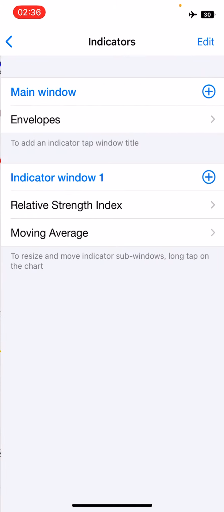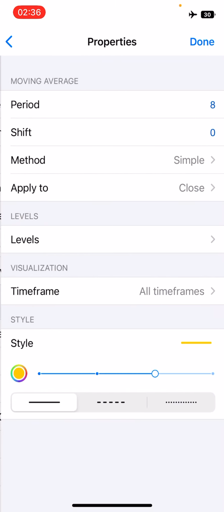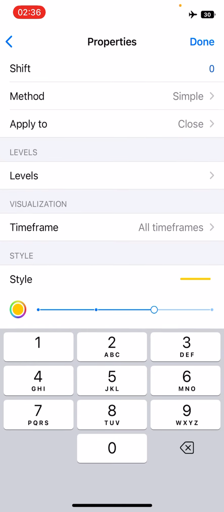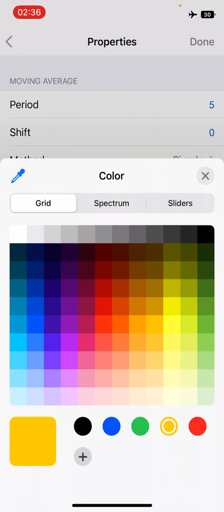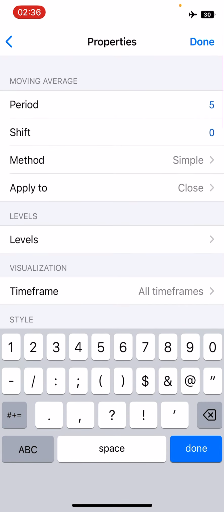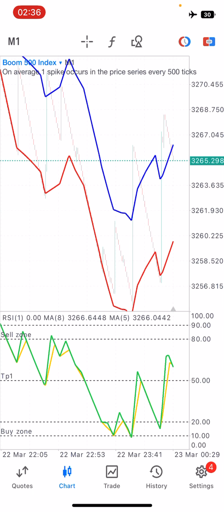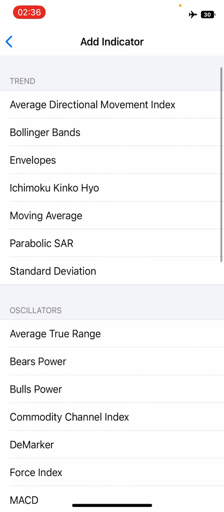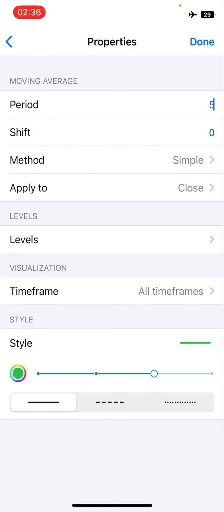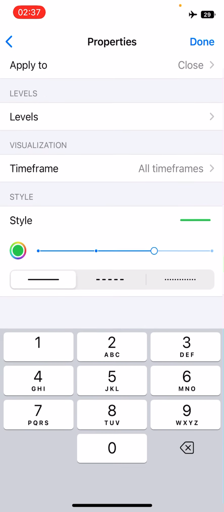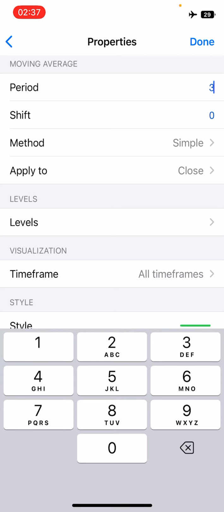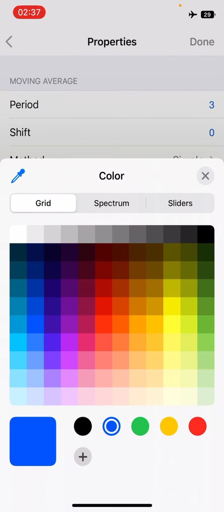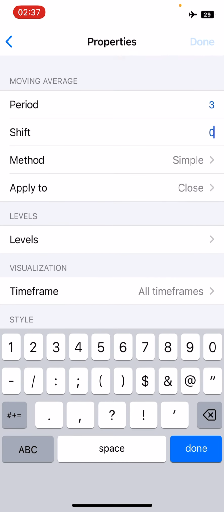The next one again is a moving average. Like I said, this time it is going to have a period of 5. Everything else remains the same except the styling. I'll change this one to green, and done. Okay, we have that. Last but not least, we're adding another moving average to our indicator window 1. This time it is a period of 3. Everything else, the shift and the method, remains the same. We're just going to change the color to blue, or let's just do black, and then done.